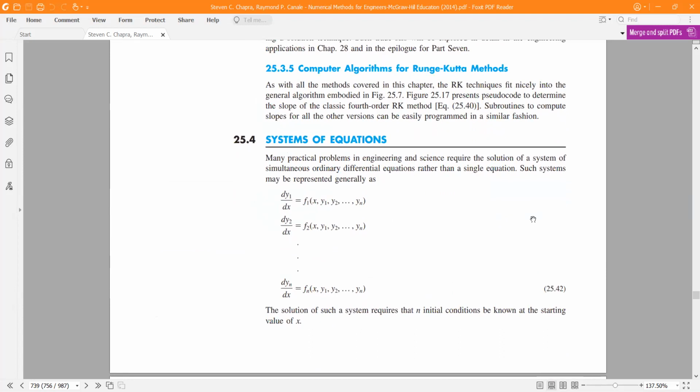Actually, at this point, let me ask you one question from your earlier learning. In your differential equation course in first year or second year, when you solved differential equations, did you solve simultaneous differential equations? Yes, sir. Okay, how did you do that? Can you remember? Analytically, of course, but the technique was what?